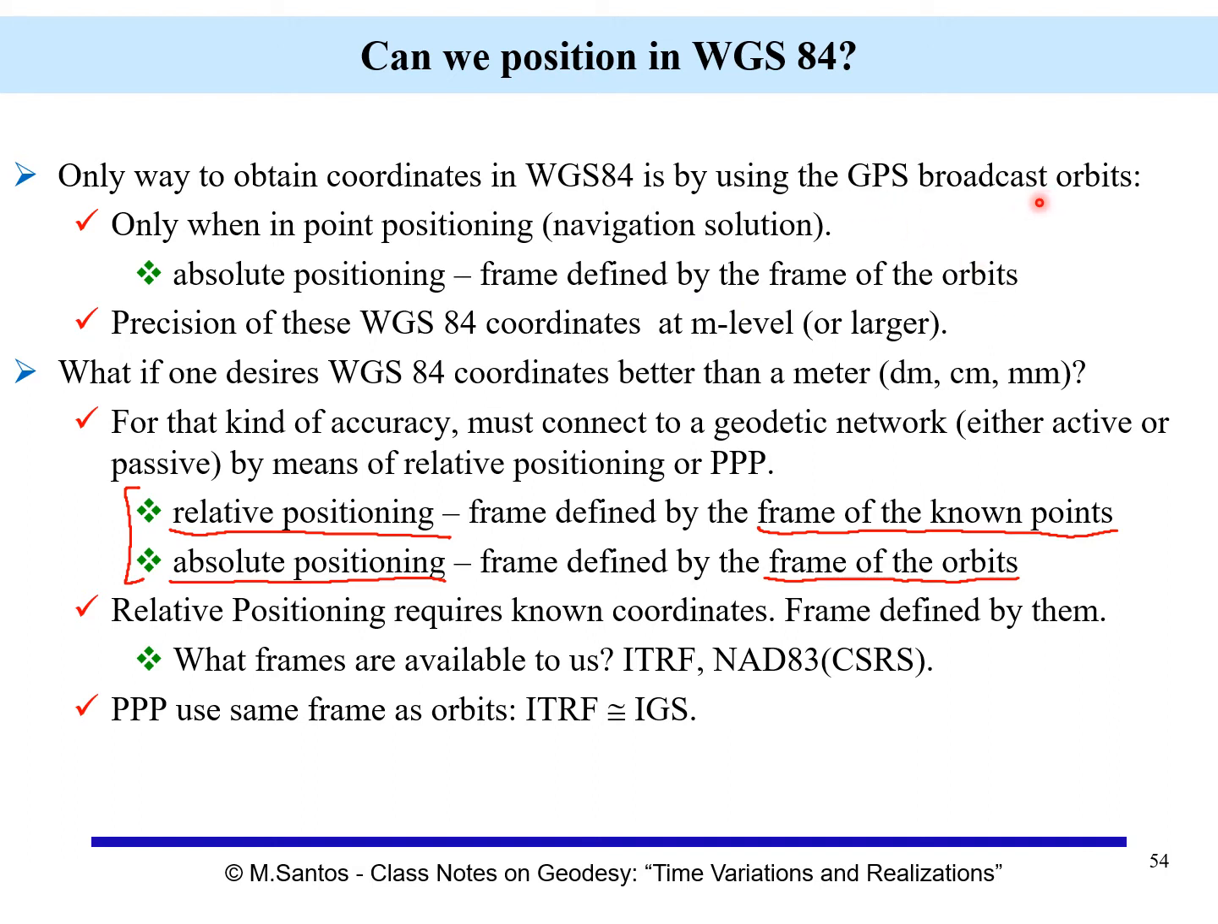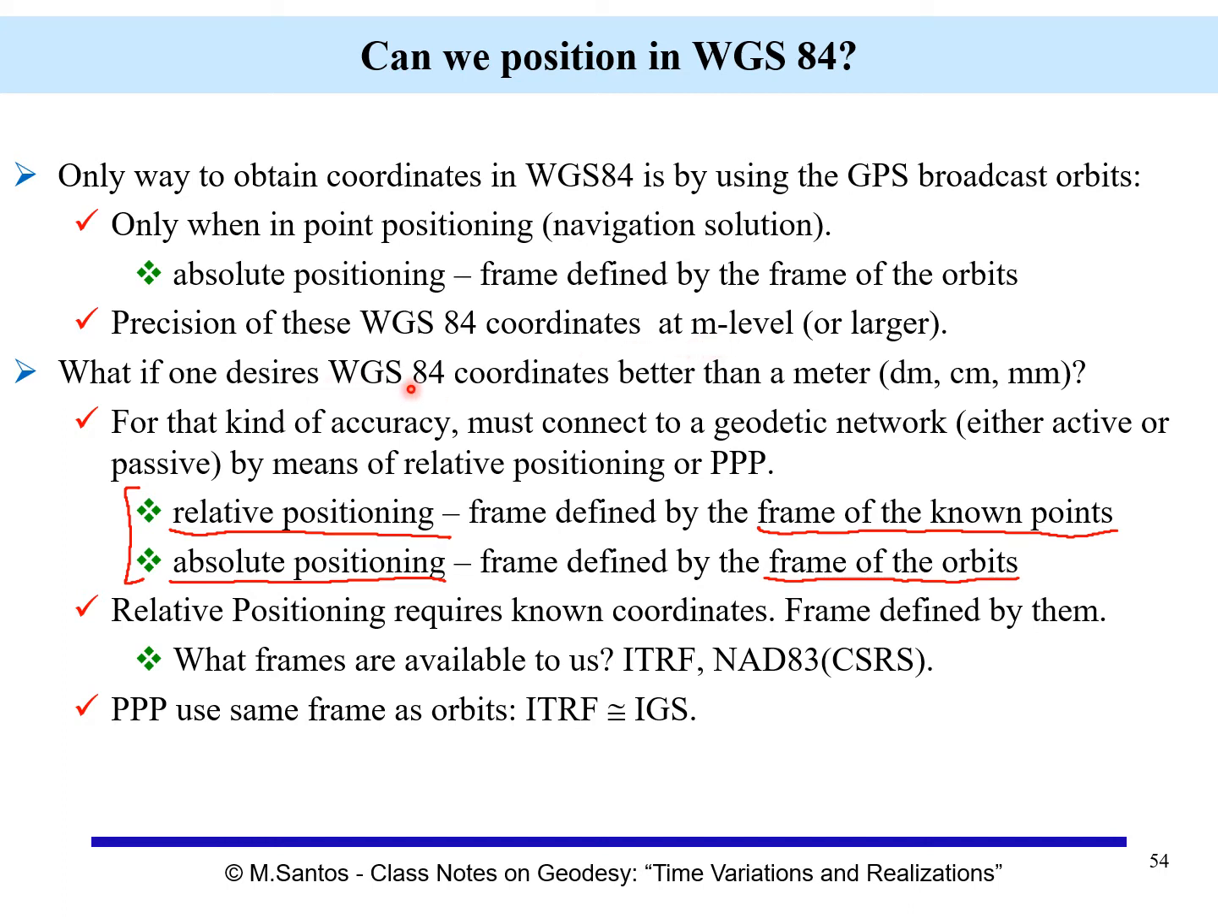What is the accuracy of the GPS broadcast orbits? It's not now the accuracy of the frame. What is the accuracy of the broadcast orbits? Well, a meter or larger. So 1 meter, 2 meters. That's why we really cannot say that in this situation we have coordinates that would be better than a meter. They're going to be at meter level or larger. I usually would say 5 meters just to be on the safe side.